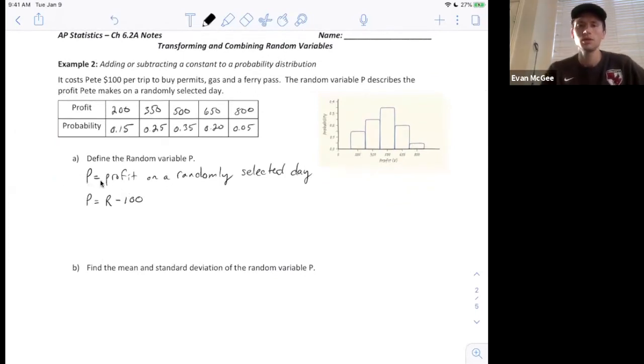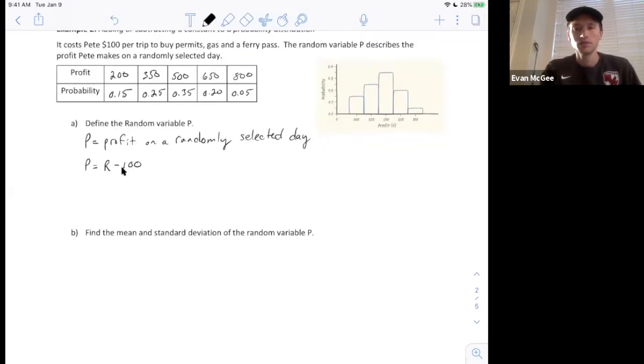So now you can see I've got P as the profit on a randomly selected day, which is just the revenue minus 100. That's what I've put in these slots here. The probabilities stay the same because they're all based on the number of passengers. Just like the previous example, I'm going to throw these into the calculator, calculate the mean and standard deviation, and then show you how to do it by hand.